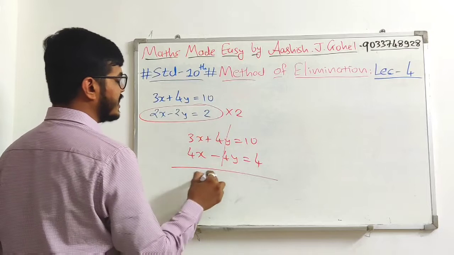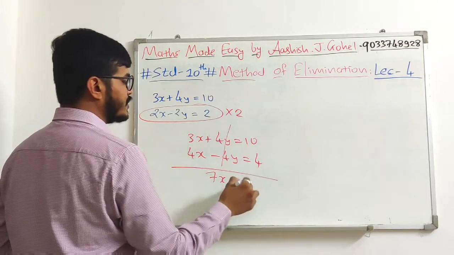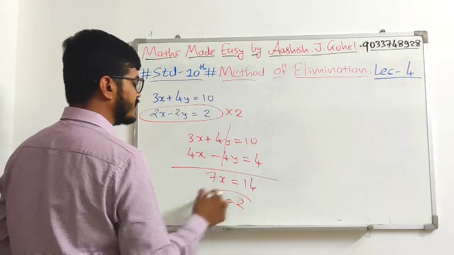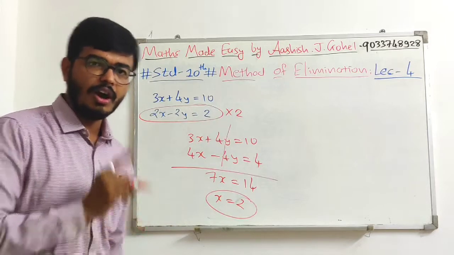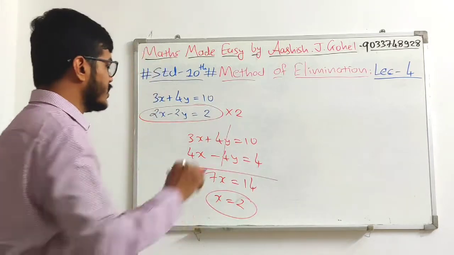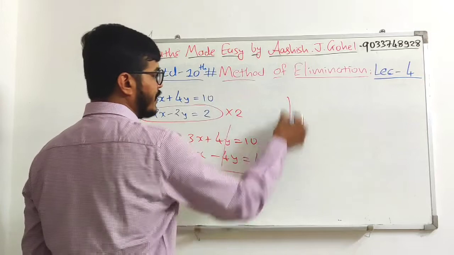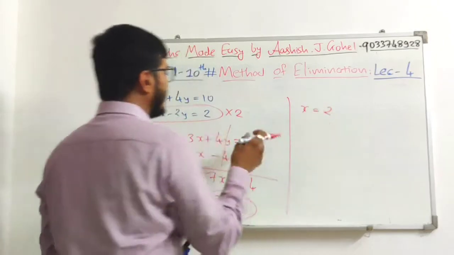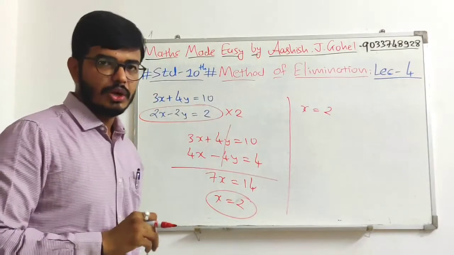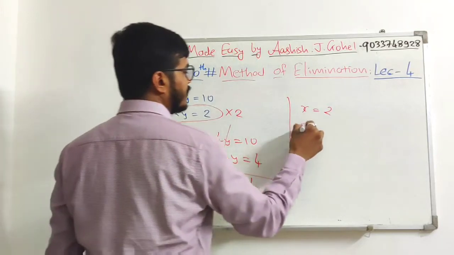Here 4x plus 3x will be 7x, 10 plus 4 is 14. So the answer of x will be 2. All of you got this? Yes, very good. So next step, we will put the value of x is equal to 2 in any of the equations. Okay, so let us put it in the first equation.